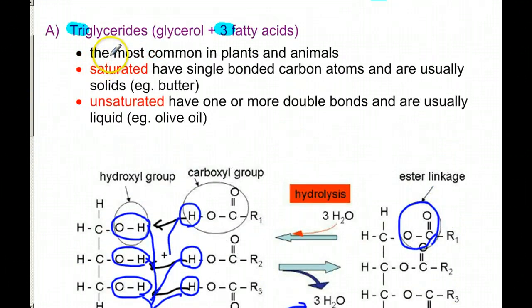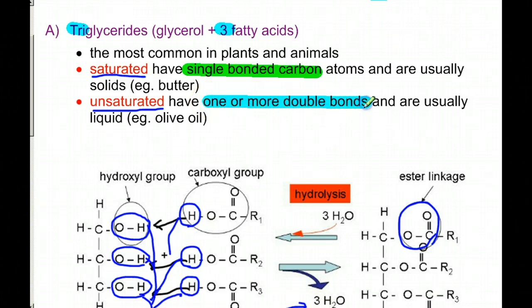Now, types. The biggest subcategories of triglycerides is something called saturated versus unsaturated. Now, I just told you that a lot of the lipids that we deal with are longer carbon chains. The main difference between saturated versus unsaturated is saturated means that all your carbon atoms are single bonded. Unsaturated means that you have at least one or more double bonds in those carbons.